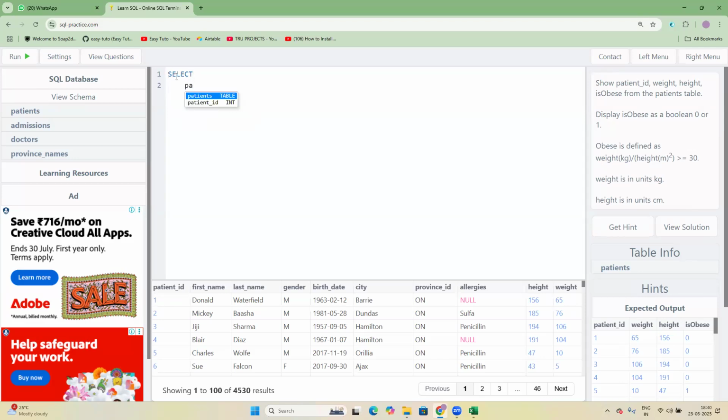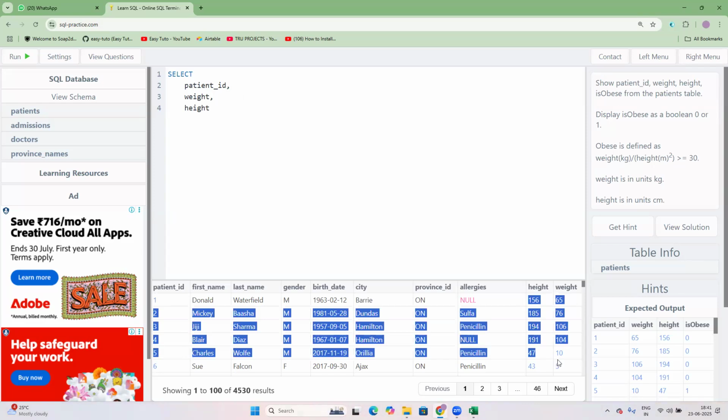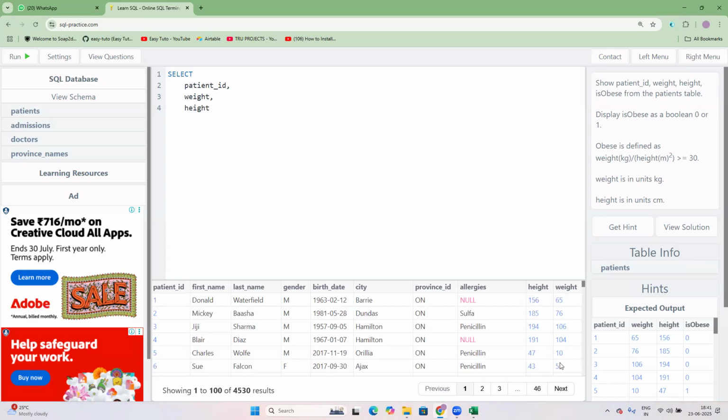What we have to get is patient ID. Number two, what we have to get is weight. Number three, height. I have to show weight in LBS, but while calculating, I have to use kg and meters. Sir, this is in kg and centimeters, right? Yeah, I think weight is in kgs. But height, I have to divide by 100 to turn it to meters. Okay, cool. We'll do that.